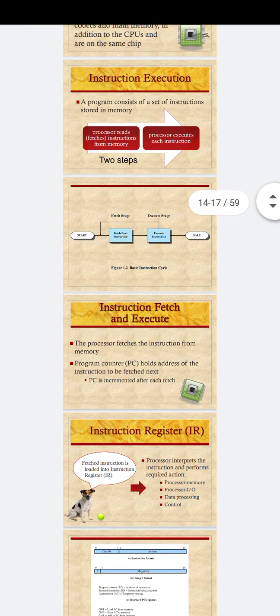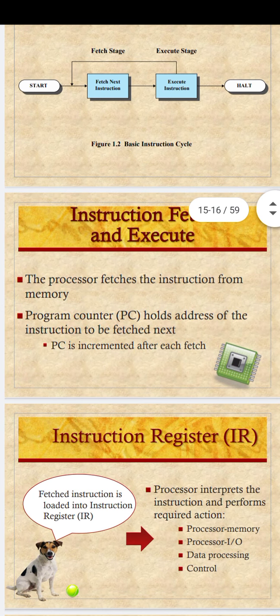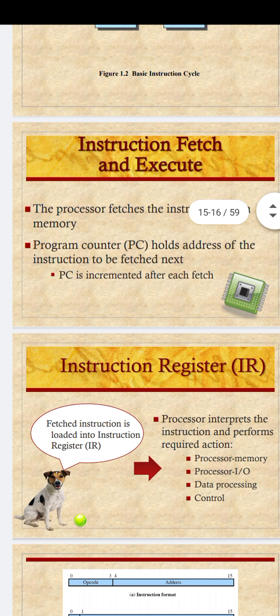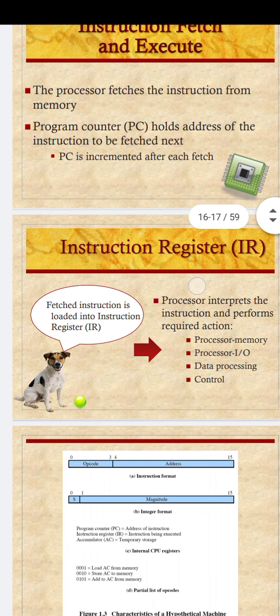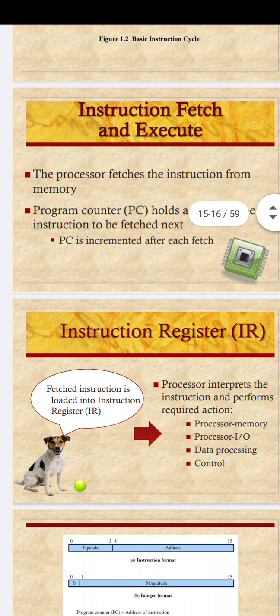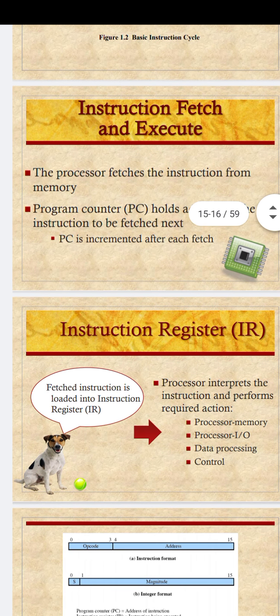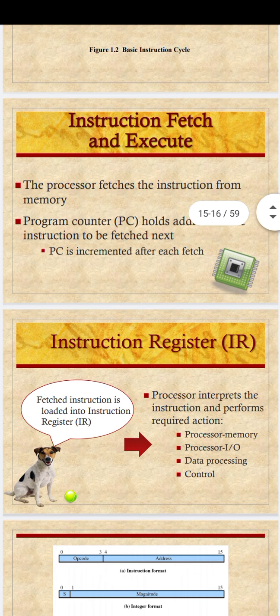Yeah, so we have the instruction fetch and execute. So what does the instruction fetch and execute do? The processor fetches the instruction from memory. And then the program counter, the PC, holds the address of the instruction to be fetched next. That is the instruction fetch and execute cycle, the way it goes.